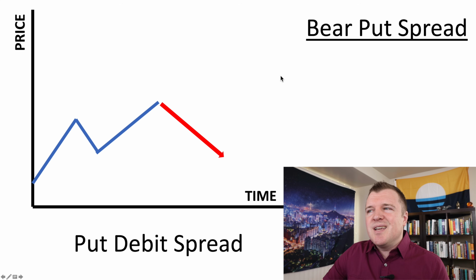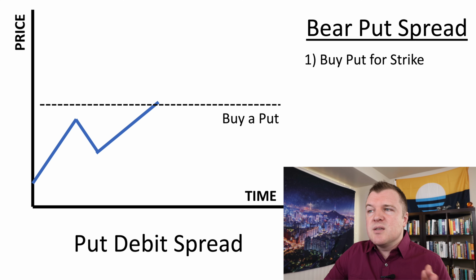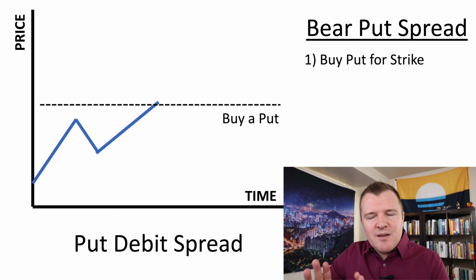So step one is to buy a put, and usually you do at the money or just out of the money. If you want to buy a bear put spread that's in the money, you can do that, but you do that for different reasons. I'm going to explain that in a future video.